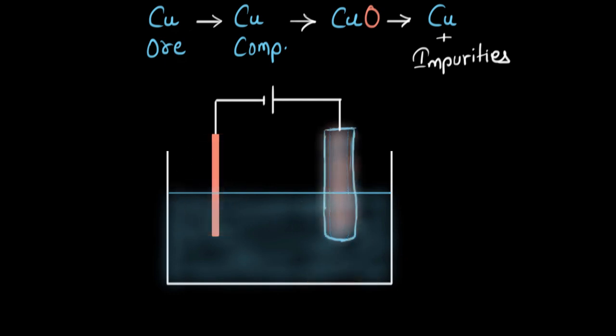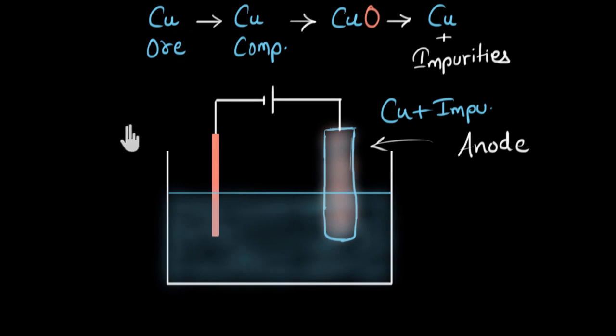Now let's look at the refining process a little bit in detail. So the first step was to take crude copper, which is copper plus impurities, and connect it to the positive terminal of the battery. That means this is going to be our anode, the crude metal. And the pure copper, from outside we bought pure copper and we connected it to the negative terminal of the battery. That means pure metal is used at the cathode.